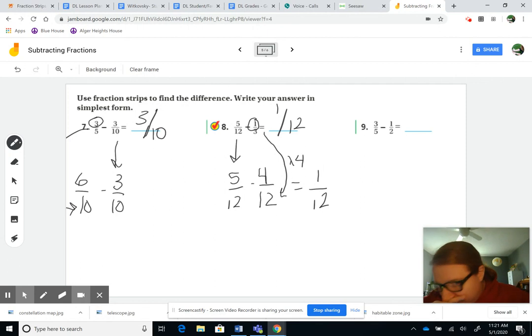Now, for number 9, I'm going to have to count by both of these because if I count by 5s, I don't get to 2. And if I count by 2s, I don't get to 5. So I have to find the common multiple. And I'm going to start with 2s because it's smaller, and I like to start with the smaller one.